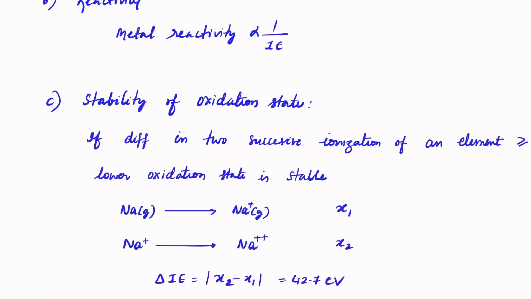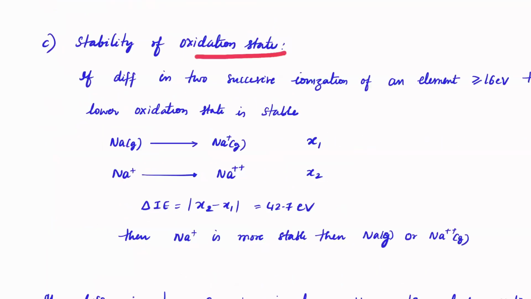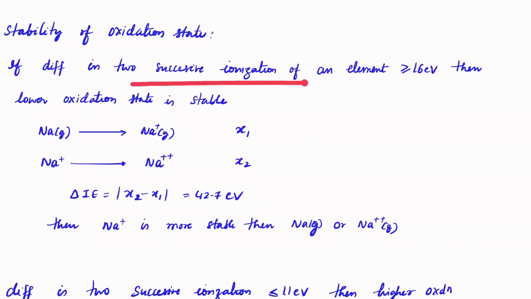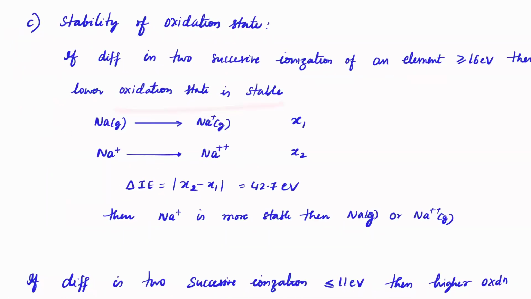Third, stability of oxidation state. Next, notice if two successive ionizations are compared and if they are greater than 16 electron volts, then the lower oxidation state is more stable. For instance, if you take sodium, let's say the first one is X1 here, the second one is X2 here. This is the ionization. And I told you that every time you try to make an ionization, it will always keep increasing. Got it?